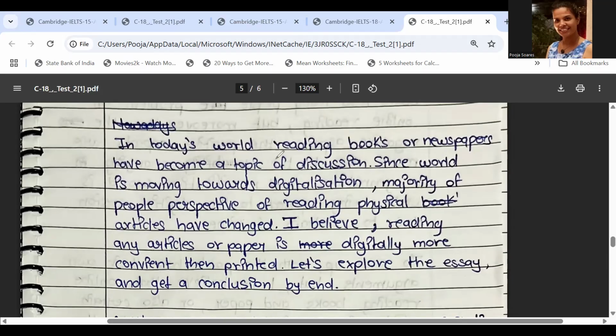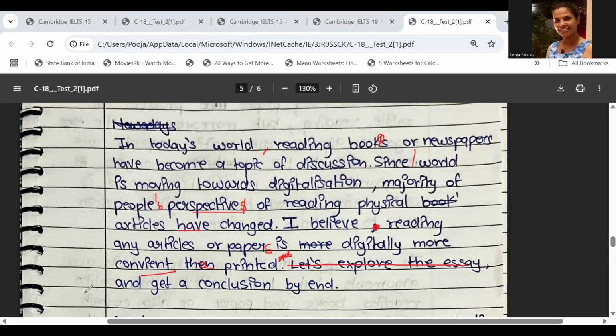"In today's world", comma, punctuation is important. "Reading books", we don't need apostrophe S, "or newspapers have become a topic of discussion. Since the world", the "the" is missing, "is moving towards digitalization", right spelling, "majority of people's perspective", or perspectives of the majority of people. "Perspective of reading physical articles have changed", it should be "has changed". I believe you don't have to take a break here, no pause. "Reading any articles or papers is digitally more convenient", the spelling is wrong, "than printed". Printed what? Printed copies, or printed ones. "Let's explore the essay and get a conclusion by end."